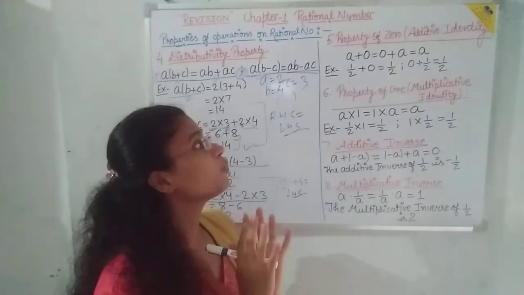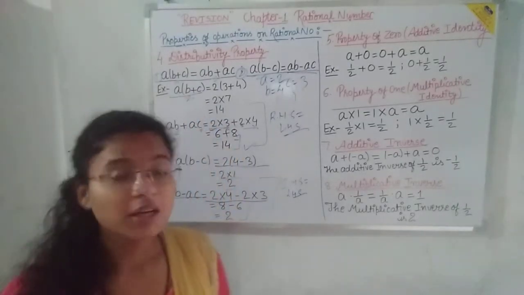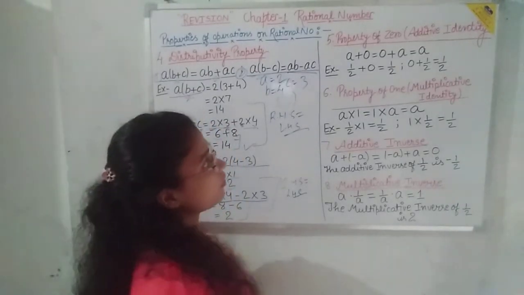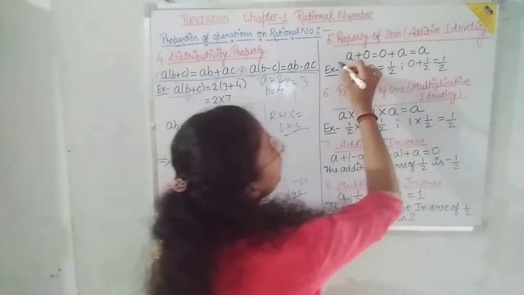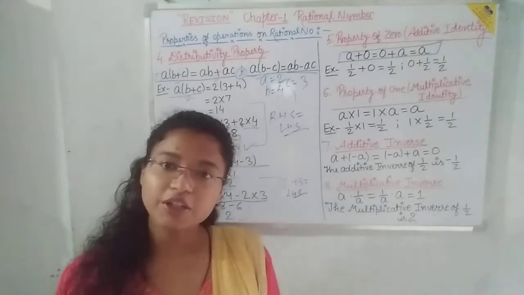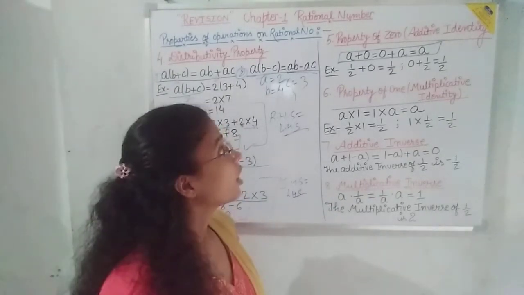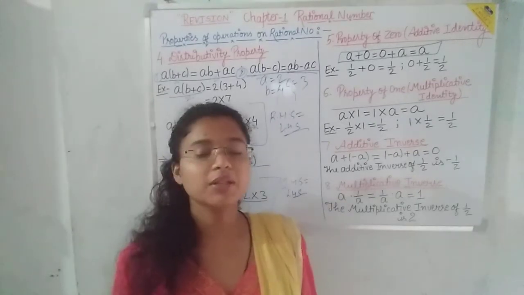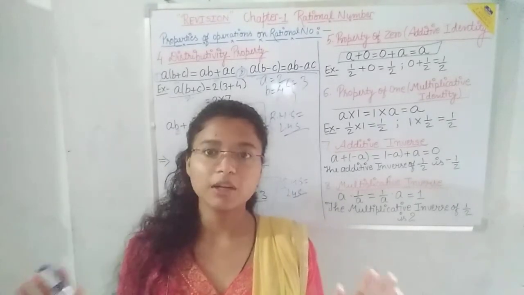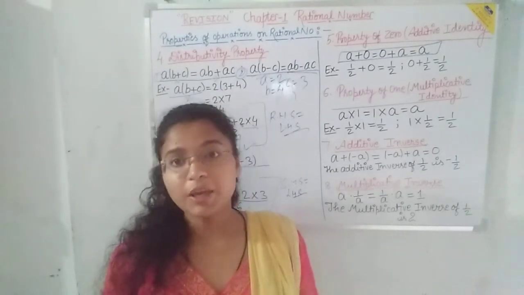Either you can call it the property of 0 or the additive identity. And what is the condition? The condition is this: when you add 0 to any rational number, you will get the same rational number. Suppose you take any rational number, say 1, 2, 3, and when you add 0 to it, you will get the same rational number.